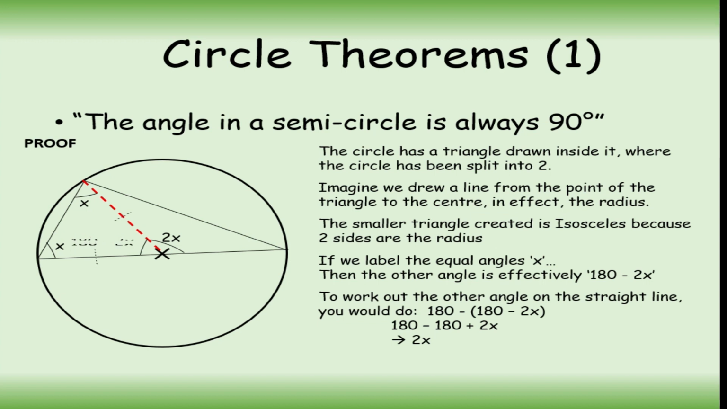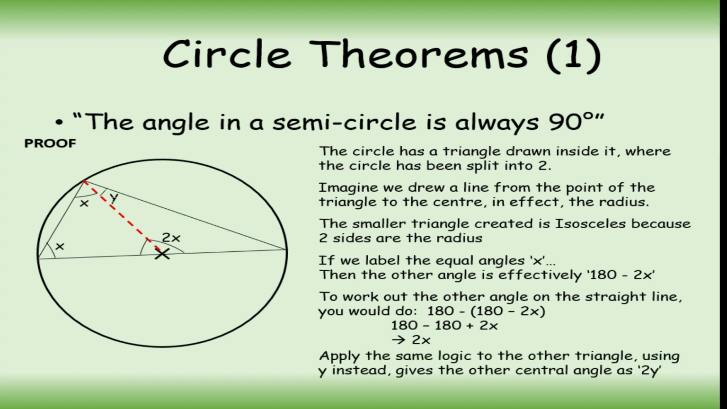Now apply the same logic to the other triangle using y instead. So we'll give the other central angle as 2y. So we got y and y over here. So the sum of two opposite interior angles is going to give you one exterior angle. So here would also be 2y.